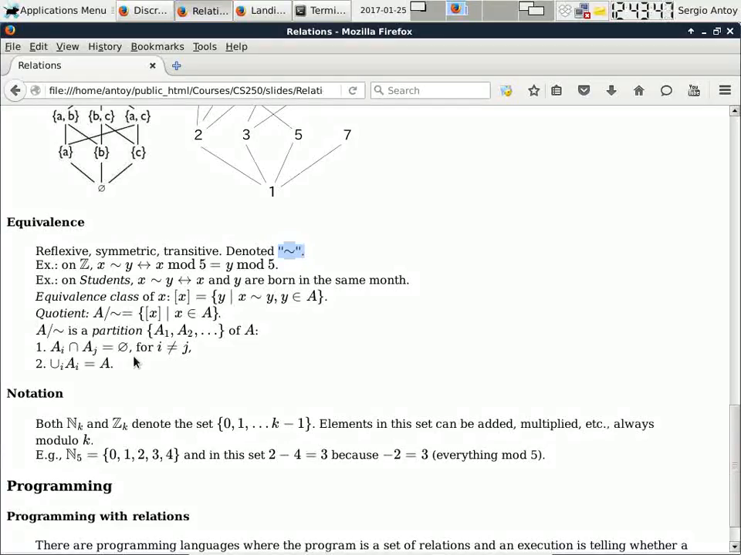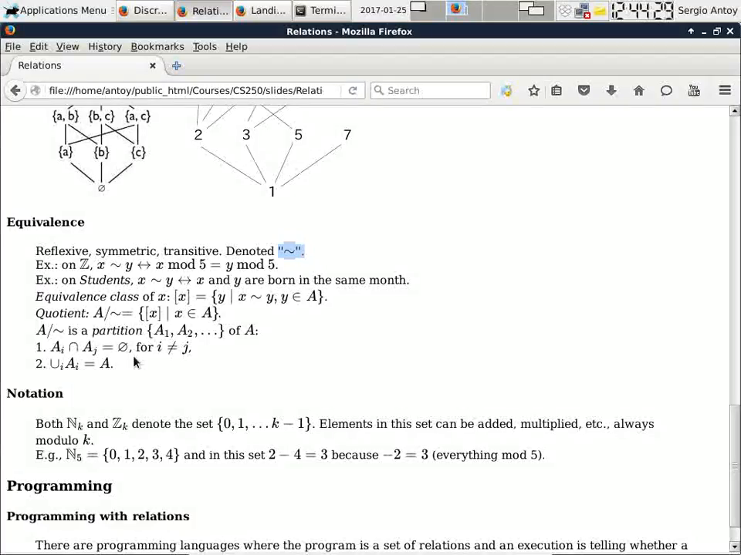I'll do it here. Let's take all the elements of Z, right? And let me write them in this way. 0, 1, 2, 3, and 4. 5, 6, 7, 8, and 9. 10, 11, and so on. Now I say two elements here are equivalent if when I divide them by 5, I get the same remainder. So let's see a couple of elements that are equivalent and a couple of elements that are not.